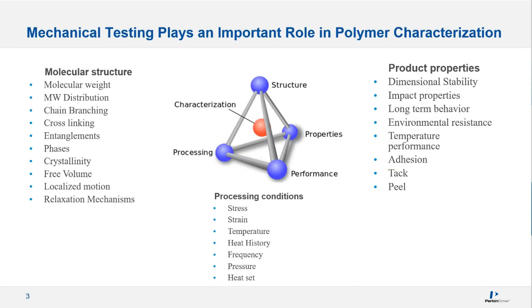We all know that material characterization is essential because it greatly helps us understand the relationship between molecular structure, processing conditions, material properties, and eventually the product performance. We are also relying on all sorts of analytical tools for failure analysis, formulation, and reverse engineering. And mechanical testing plays a very important role in these applications.